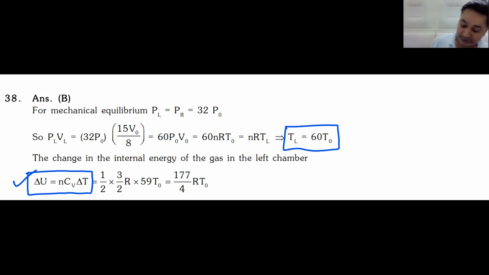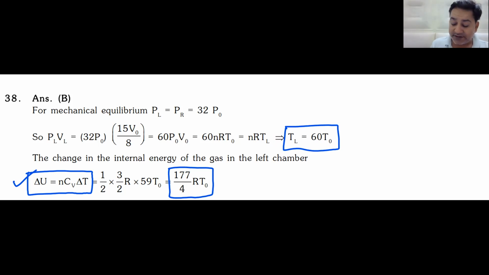Yes or no? PV is equal to nRT. The number of moles will not change, right? So from there, you can find out the change in internal energy of the gas on the left hand side. Yes or no?